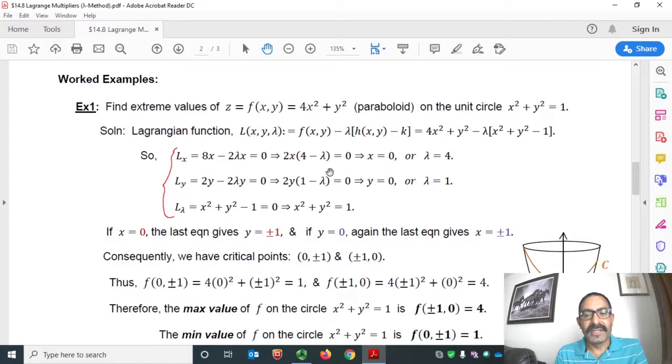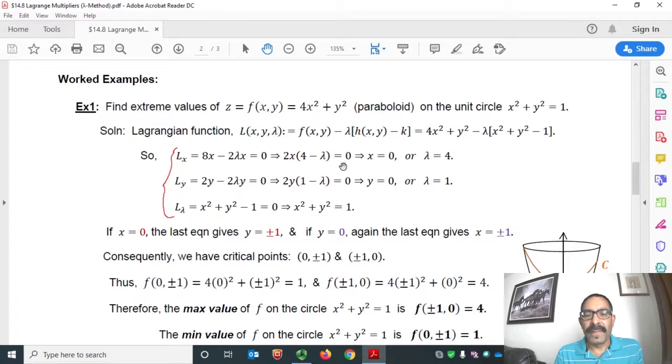Simplify. It gives us either x equals 0 or lambda equals 4. By the way, we don't care about the lambda value. We only care that x equals 0. In the second line, the partial derivative of L with respect to y is 2y minus 2 lambda y. Set it equal to 0 and simplify. It gives us y equals 0 or lambda equals 1. Again, we don't care about the lambda value.